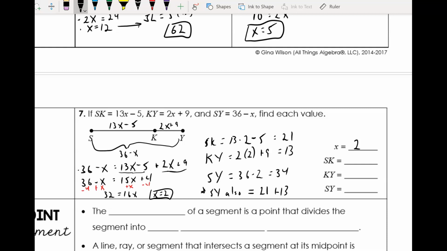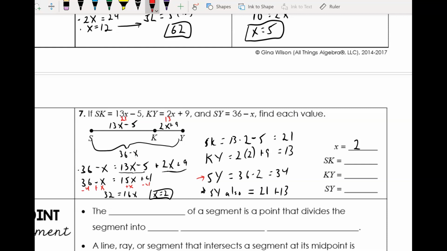Now, once we found that x equals 2, we found that SK, this whole thing right here, is 21. We found that KY, this part over here, is 13. Now, I'm making the point here that if you want to find the length of SY, there's two ways to do it. And this is one of the beautiful things about geometry. You can double check your work. In one way, you can just plug in x, which we know is 2, and we got 34.